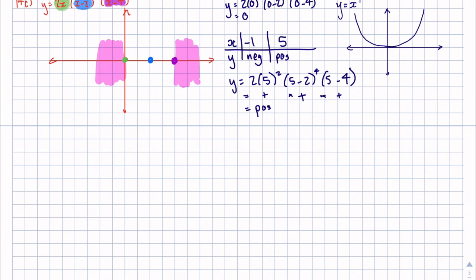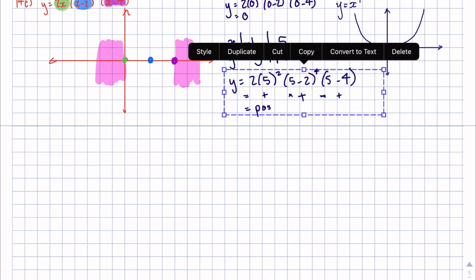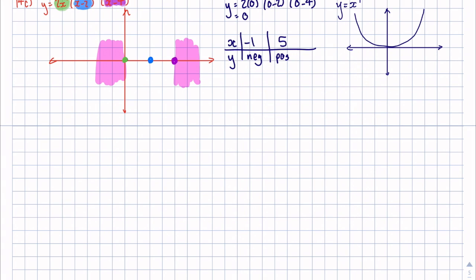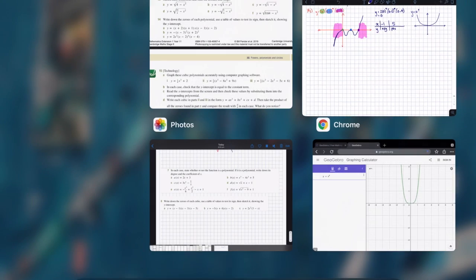Which means we're going to start down here. It's going to come back around. This one, it's going to just be really flat at the bottom. This one's going to go back up and end up positively. And I actually want to draw that in GeoGebra, see how nice and accurate we were.